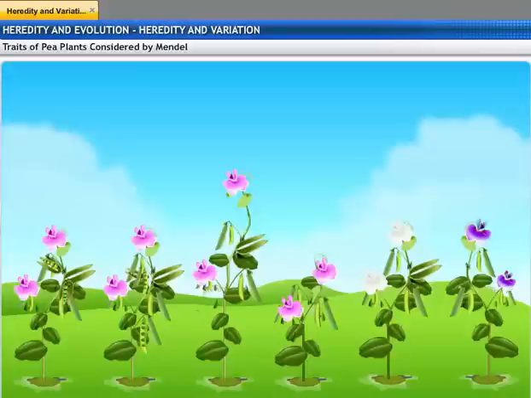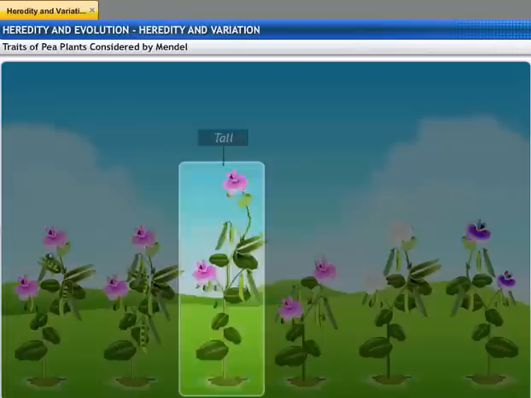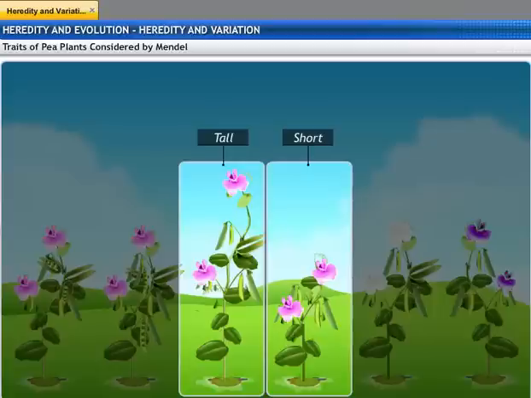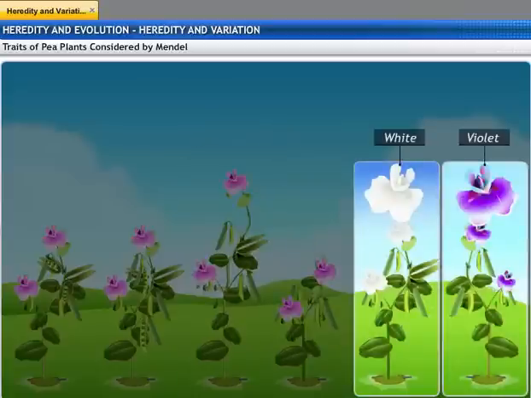Mendel researched heredity and arrived at the laws of inheritance. He used a number of pea plants with various traits such as round or wrinkled seeds, tall or short plants, white or violet flowers, and so on.